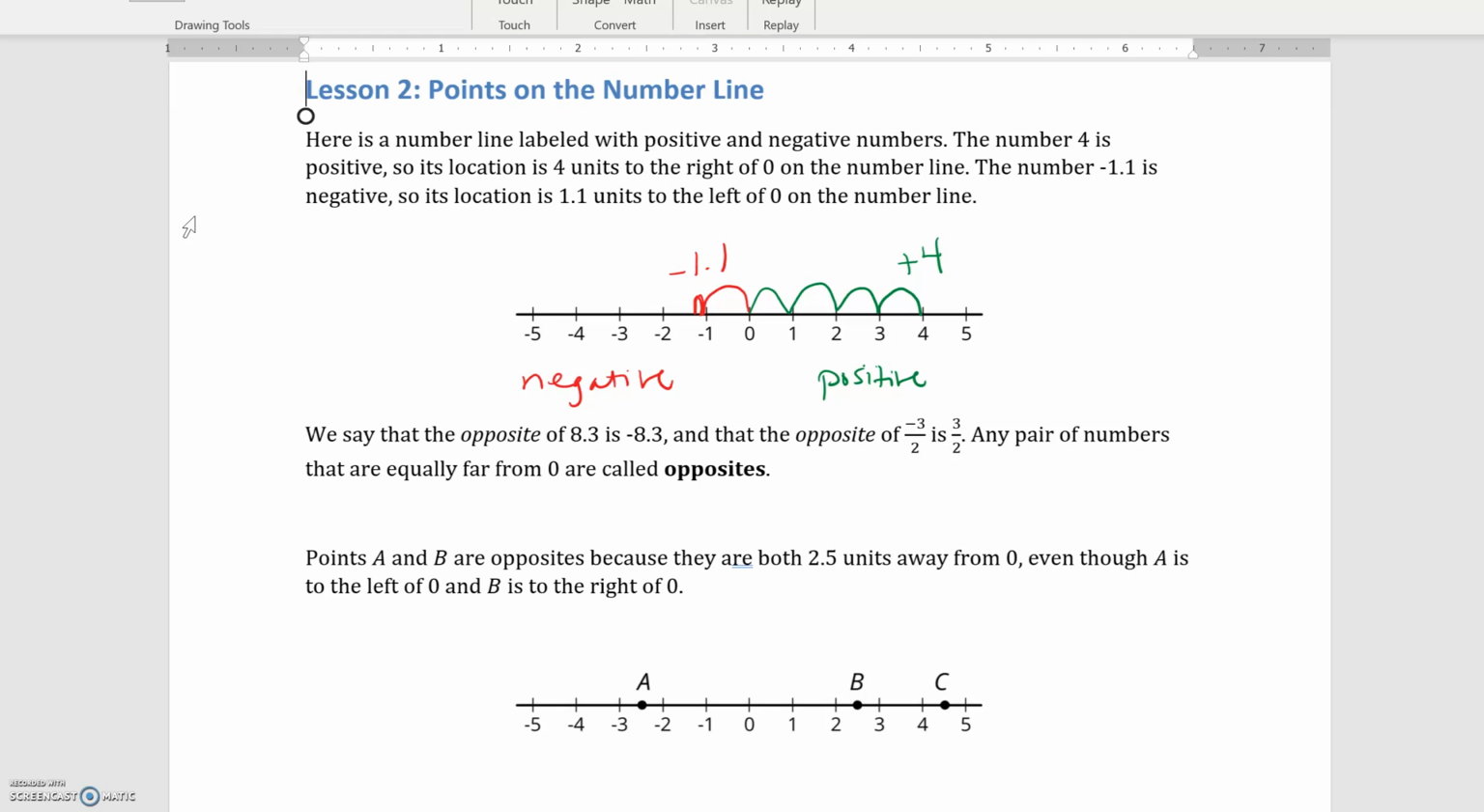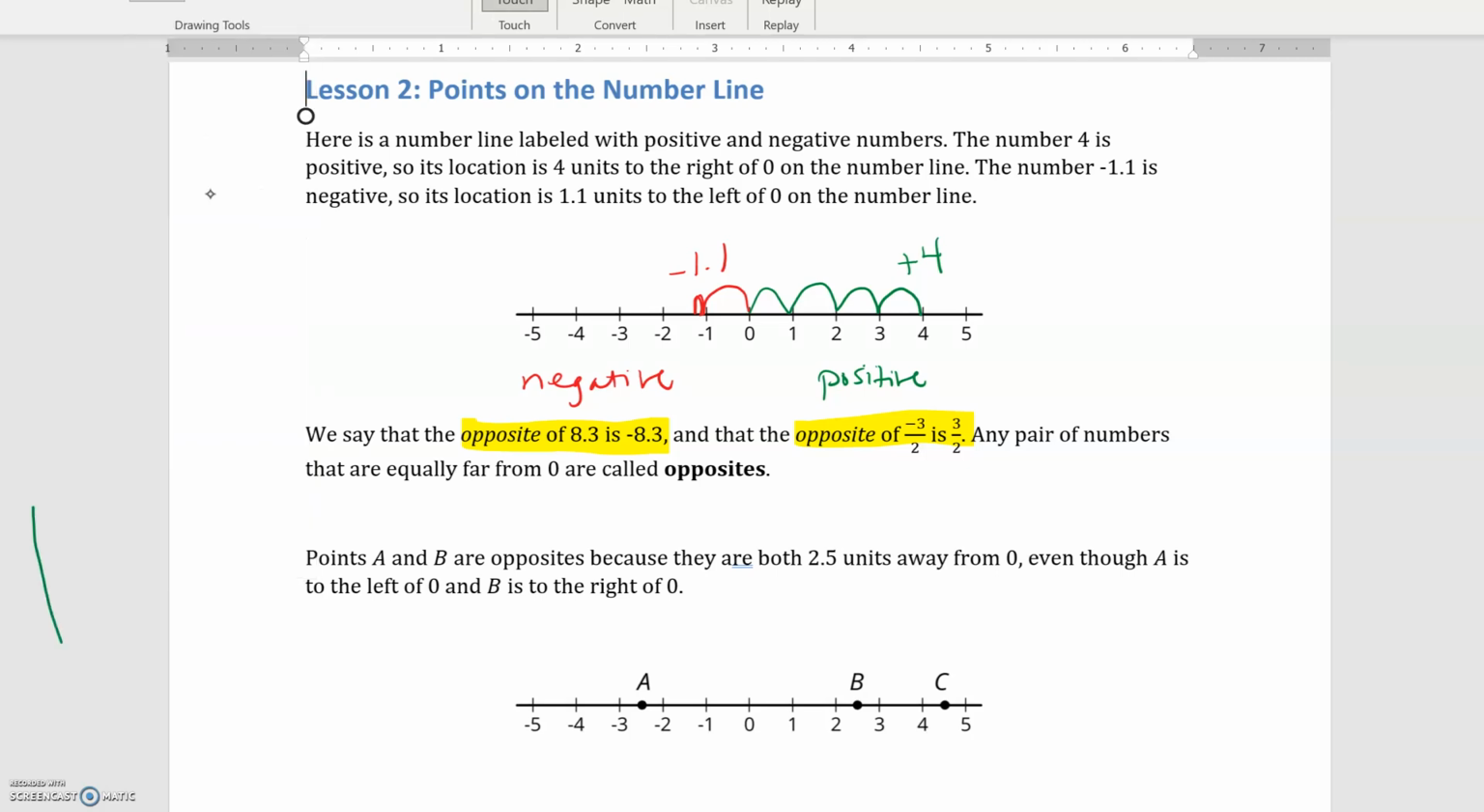So we're going to go over the idea of opposites. We say that the opposite of 8 and 3/10 is negative 8 and 3/10, and that the opposite of negative 3/2 is equal to 3/2. So any pair of numbers that are equally far from 0 are called opposites.